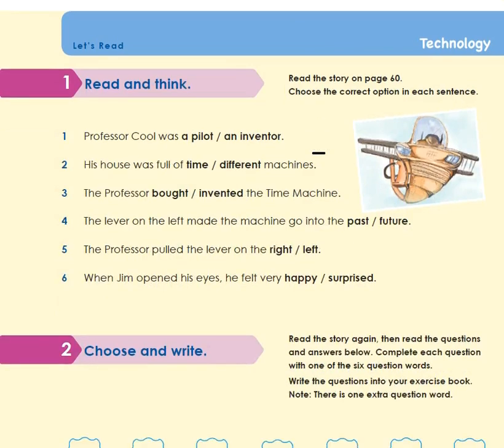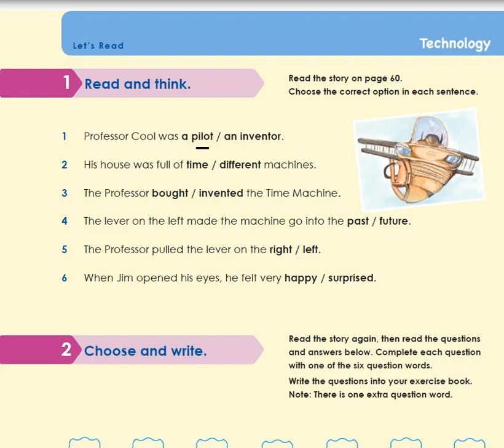Okay, now page 61. Activity 1, read and think. Read the story on page 60. الآن مطلوب منك حاول تقرأ القصة مرة ثانية من أجل الفهم. حاول تستمع إليها أكثر من مرة. شغل الفيديو على الجزء اللي فيه الإنصات. Choose the correct option, ثم اختار الإجابة الصحيحة, in each sentence. أنا هقرأ لك الجمل من أجل الترجمة لو في شيء صعب وعليك الإجابة.